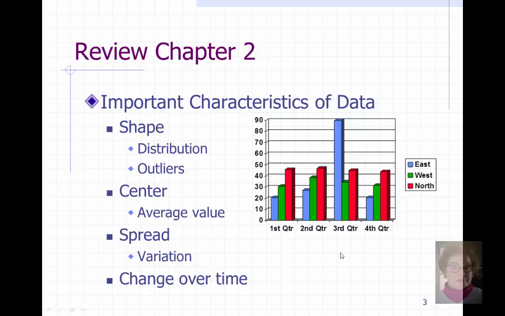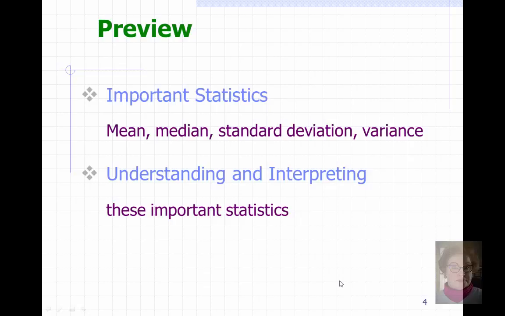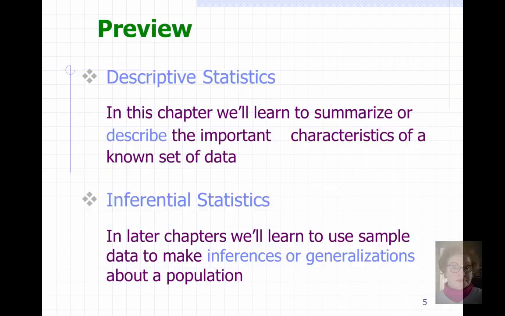Now in chapter 2 we talked mostly about the shape. So what we're going to do today is put numbers with center and put numbers with spread. We are going to look at mean, median, standard deviation, and variance in this section. In the next section we will talk about other important statistics and ways we describe sets of data. So it's very important that you understand and interpret these important statistics.